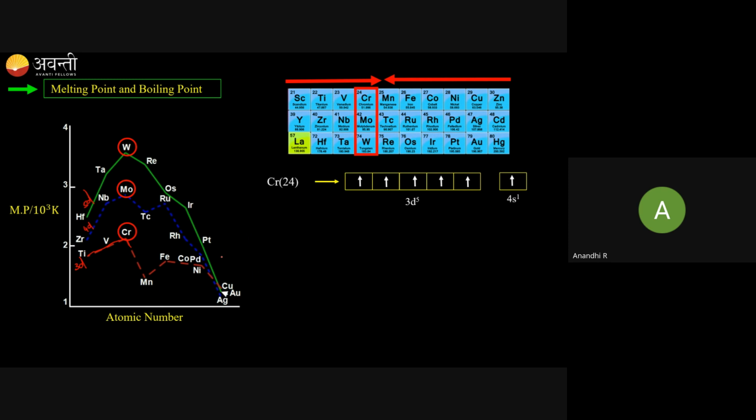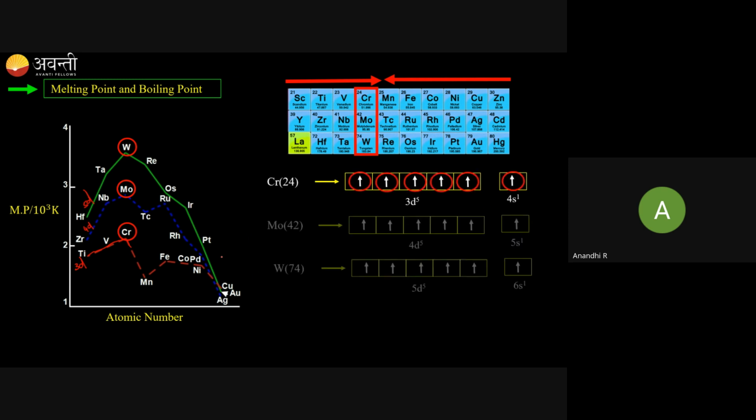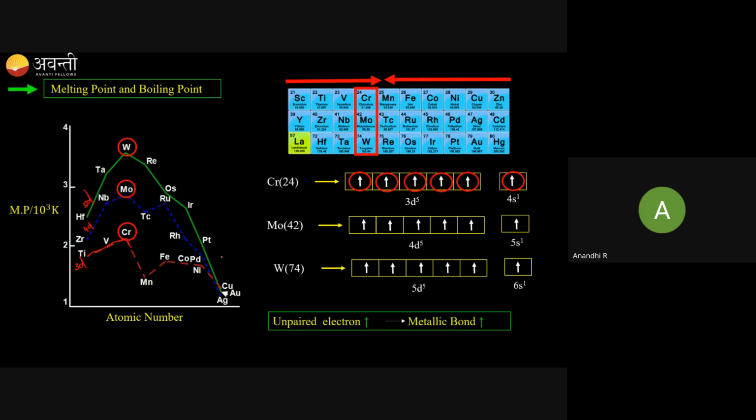To understand this, we take the electronic configuration of chromium, which is 3d5 4s1, and you can see there are 6 unpaired electrons present in chromium. How many unpaired electrons? 6. In case of molybdenum and tungsten also the same thing. Chromium is 3D, molybdenum is 4D and tungsten is 5D, so the number of electrons remains the same, which is 6.